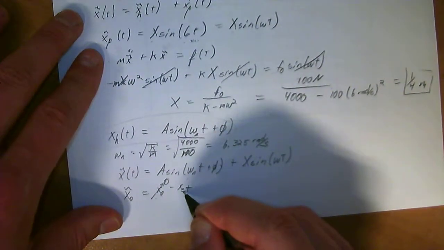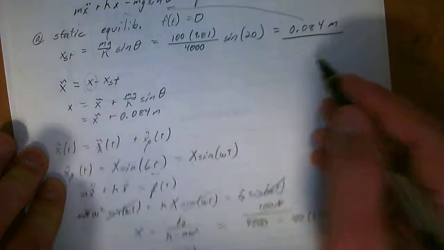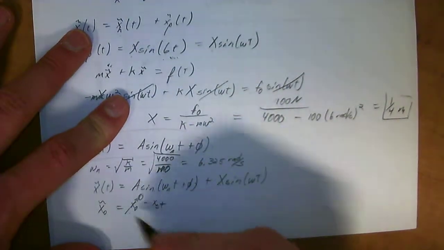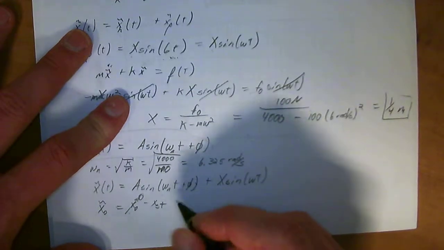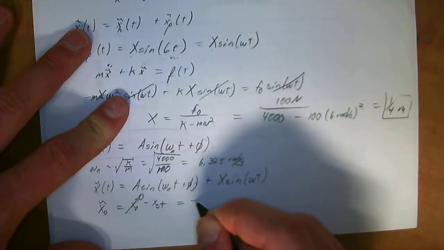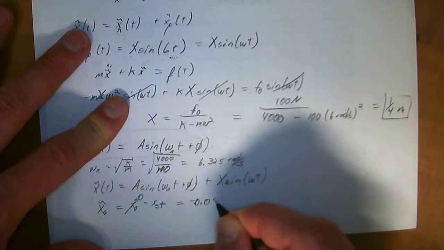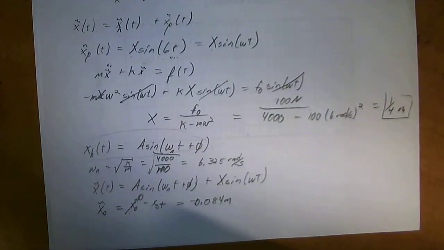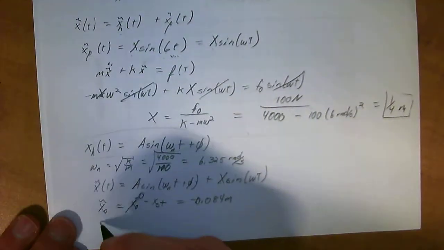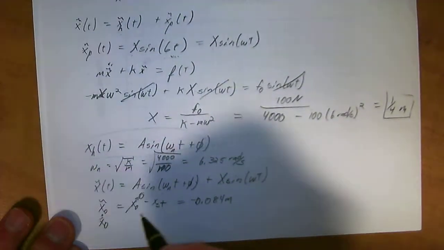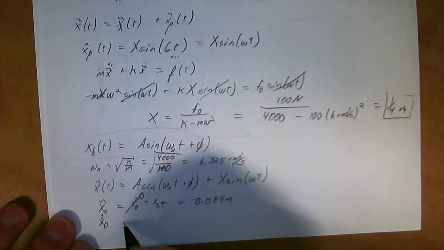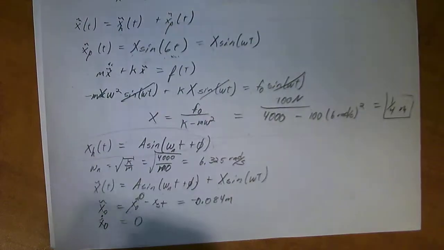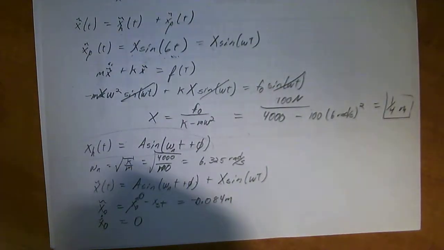And we know x static is 0.084 from up here. So then x tilde naught, which is the total response minus the static equilibrium distance, is going to equal negative 0.084 meters. And then we know that x tilde dot, just taking the derivative of a constant, is going to end up being 0. Okay, so that's got us all set up right there.